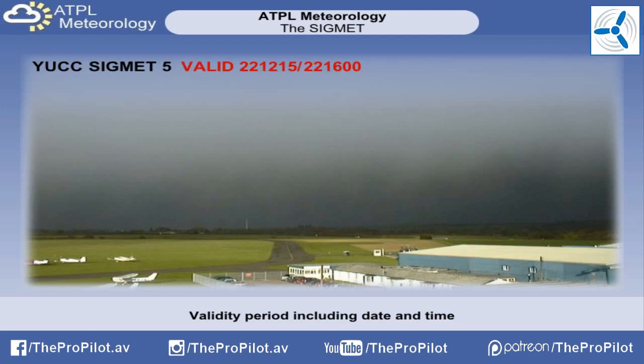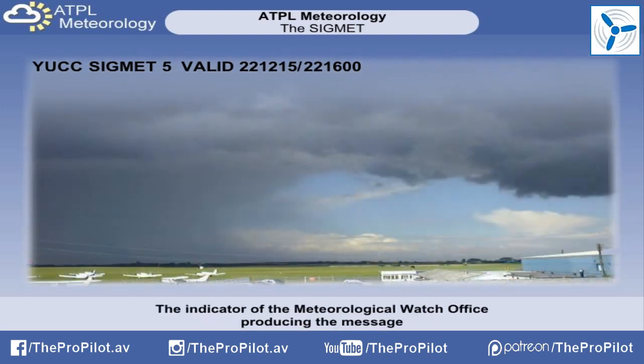Next follows the date and time groups indicating the period of validity in UTC of the SIGMET message. In our example, the message is valid on the 22nd of the month from 12:15 UTC to 1600 UTC. The last set of characters on the first line of the SIGMET is the location indicator of the Meteorological Watch Office which produced the message. This is then followed by a hyphen to separate the preamble from the next line of text. In our example we have Yankee Uniform Delta Oscar hyphen. This completes the first line of information of the SIGMET.